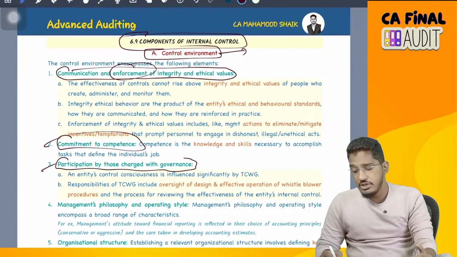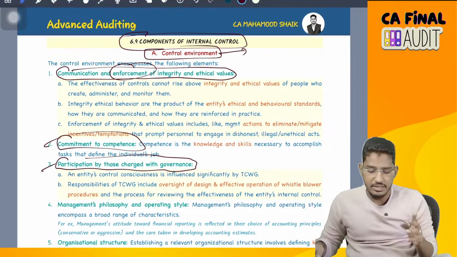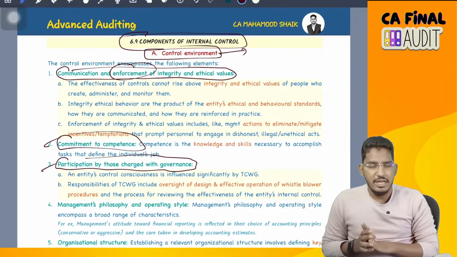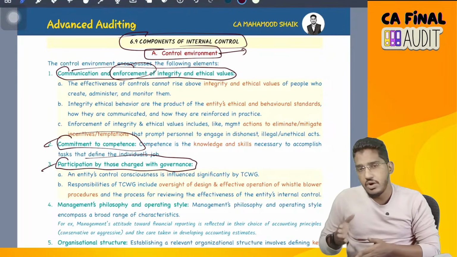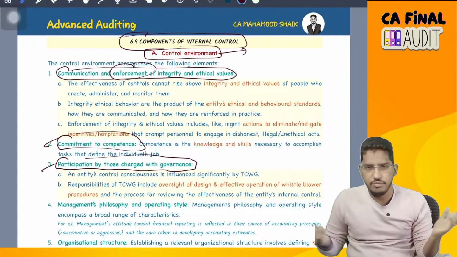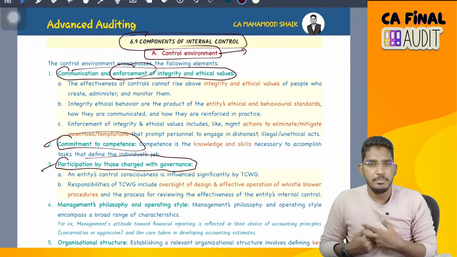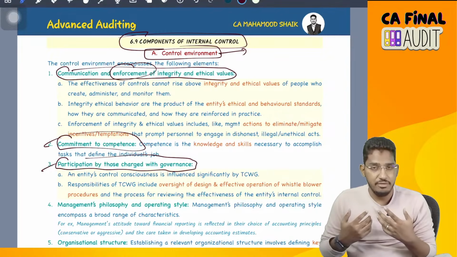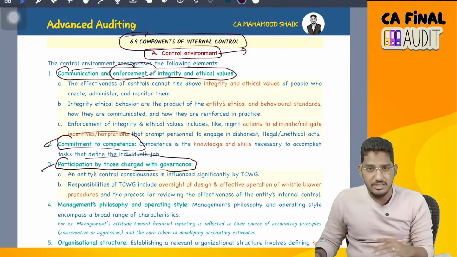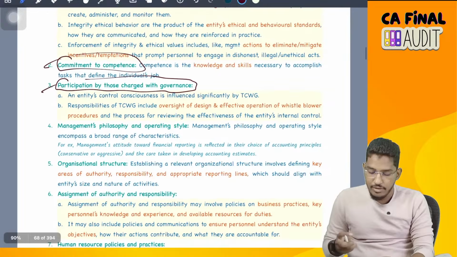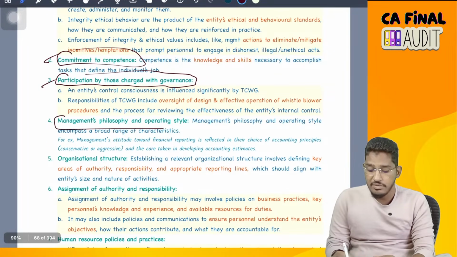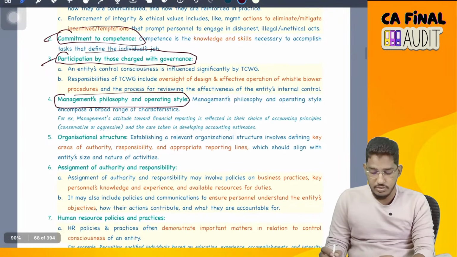And those charged with governance should participate more. When I say those charged with governance, they are top level management, right? So when I say someone is top level management, they should not always sit in their cabins and never come down on the floor. They should not do that. Once in a while, frequently, they should interact with the people, and from that they have to get information. The more they participate in the business, the better culture will be created. And also, the management should have a good philosophy and an operating style to promote a good culture.